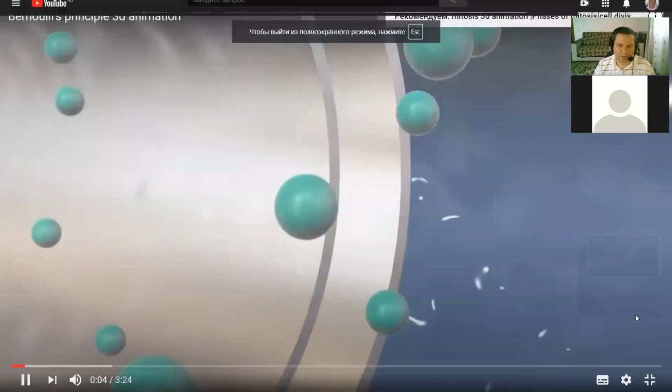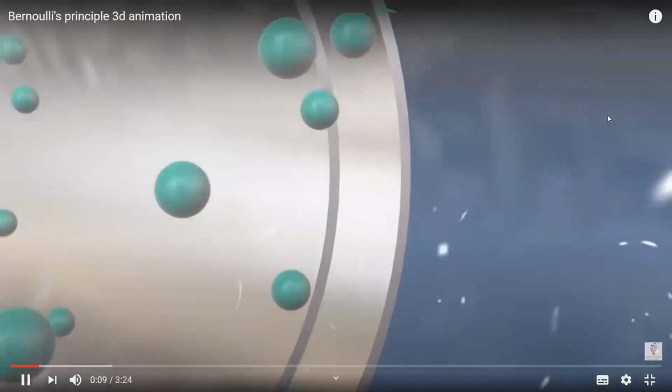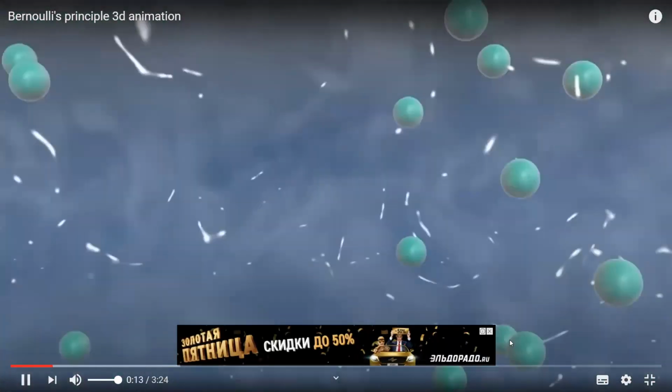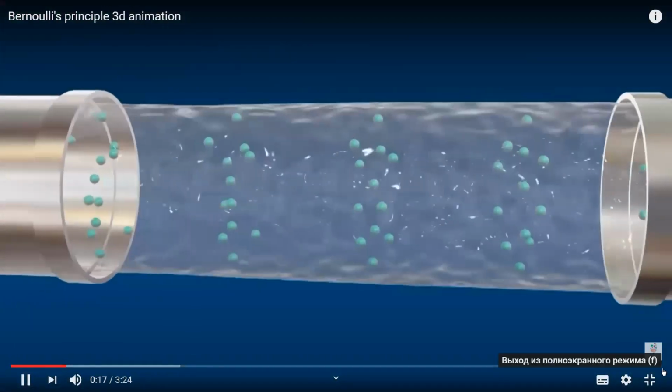The flow of a fluid is streamlined if every particle of the fluid flows exactly the path of its preceding particle and has the same velocity as that of its preceding particle.